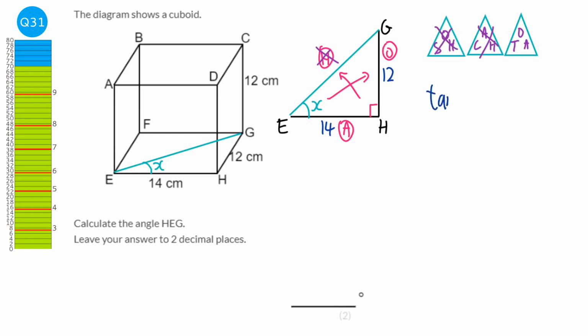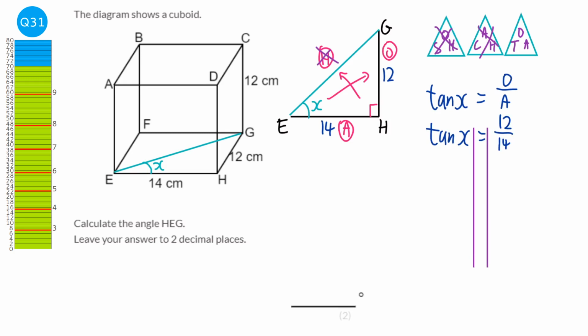TOA is short for tan the angle equals the opposite over adjacent. The angle is what we're looking for, so I'm just going to call that X. The opposite is 12, and the adjacent is 14. Get my solving lines in, because we're going to do the inverse tan both sides. So we've got X equals the inverse tan of 12 over 14, which is 40.601 and so on. And to two decimal places, that will be 40.60.